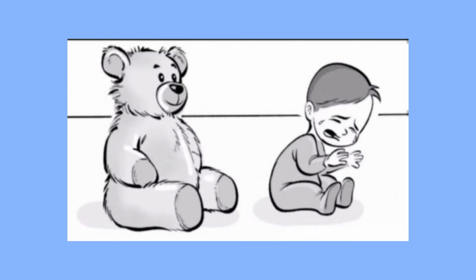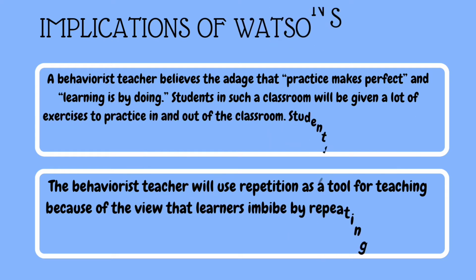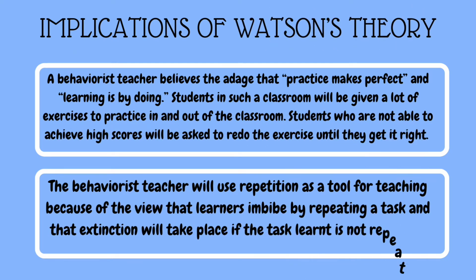Albert's fear generalized to other stimuli that were similar to the rat, including a fur coat, some cotton wool, and a Father Christmas mask. The implications of Watson's theory. A behaviorist teacher believes the adage that practice makes perfect and learning is by doing.